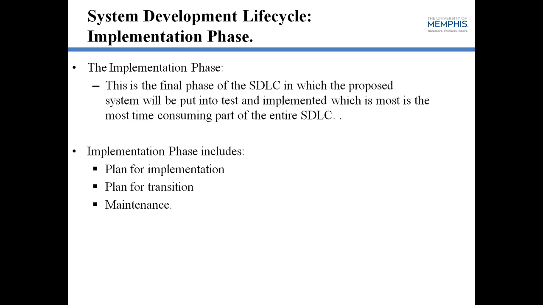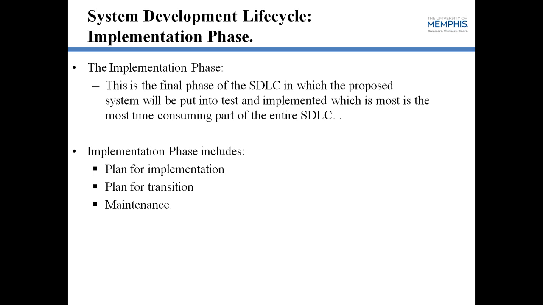This is the final phase of the system development lifecycle, in which we try to implement the proposed system. There are many considerations that we have to keep in mind in this phase, because whatever system we have developed till now, we have to implement it and make sure that the current system is not hampered while our system is implemented. This phase includes the implementation, the plan for transition, and the maintenance.